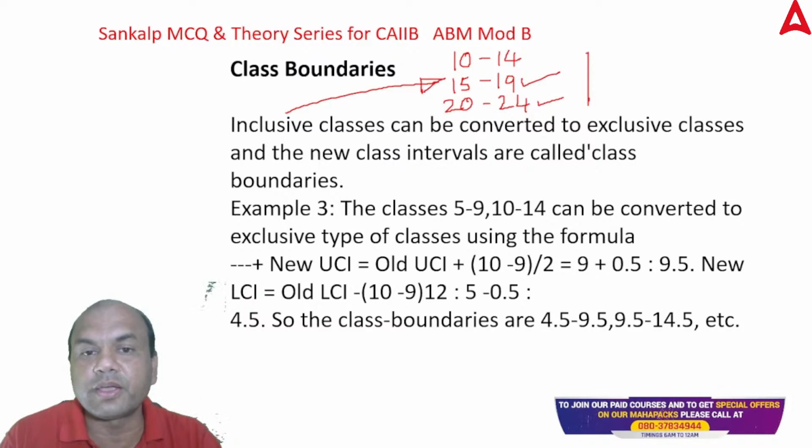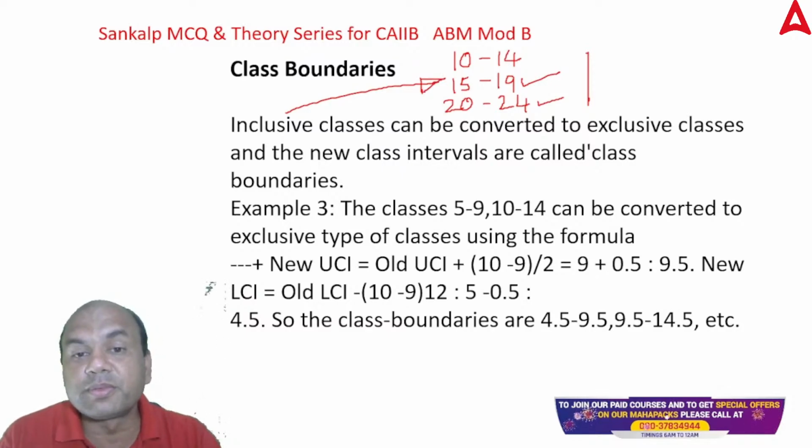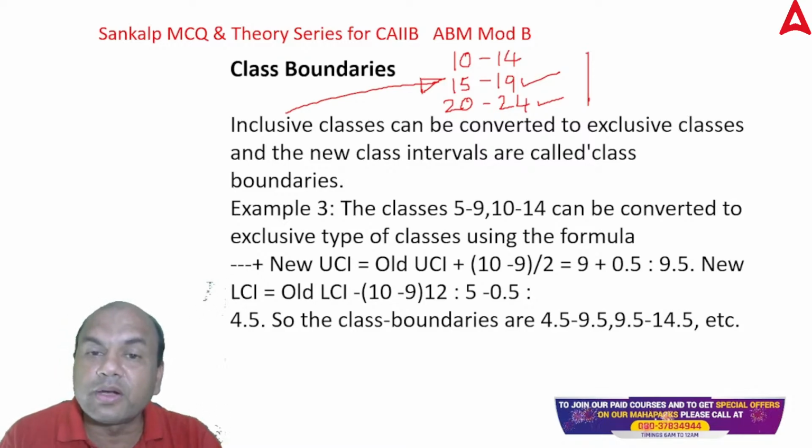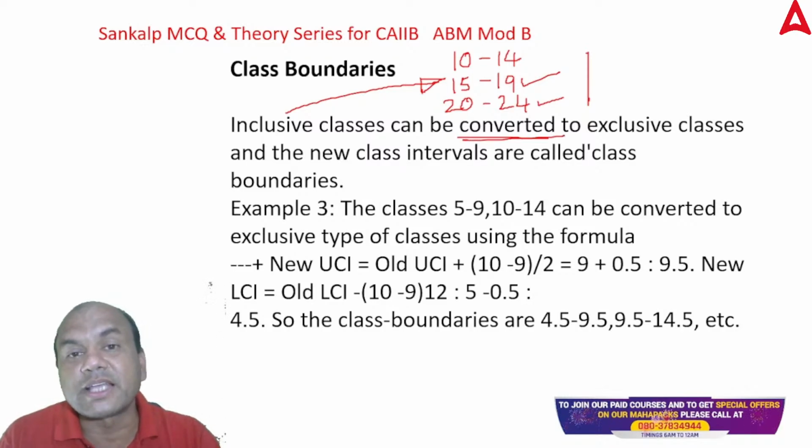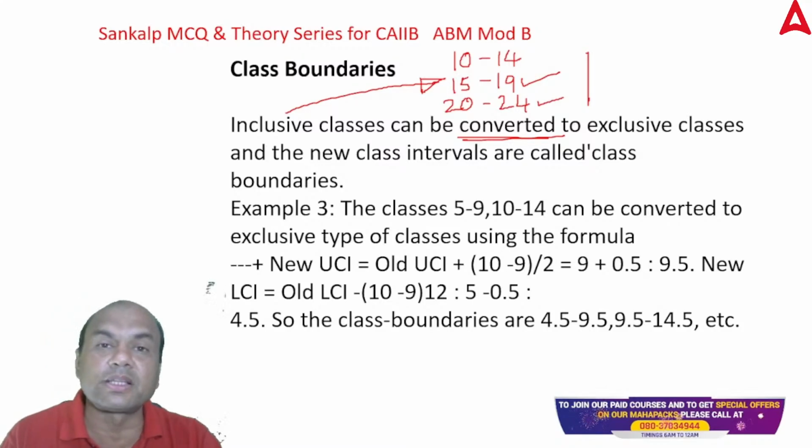Inclusive. Okay, got it? Inclusive means where the upper and the lower boundary, you can call it maximum, minimum, those are included, is known as an inclusive class. And what is exclusive then? Now if I have to convert this, inclusive classes can be converted to exclusive classes. While solving any numerical, an inclusive class has to be converted to an exclusive class.